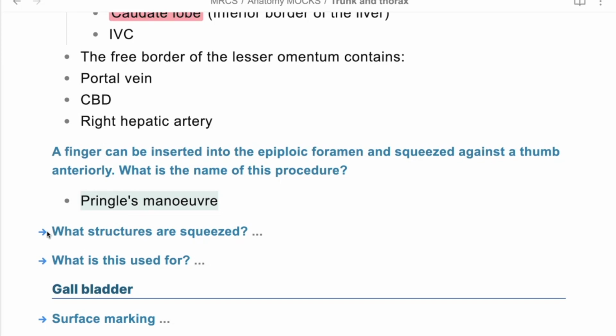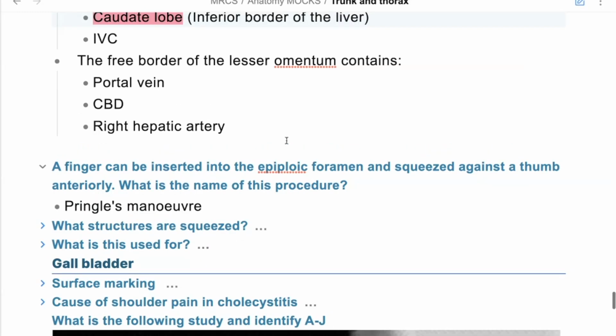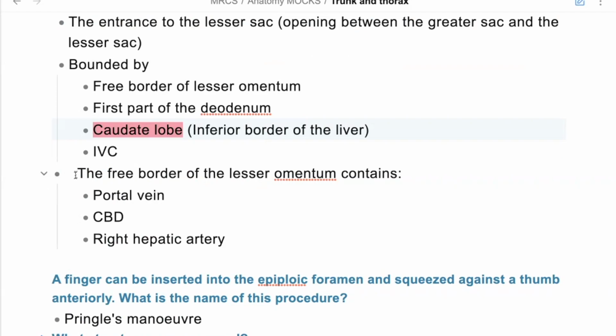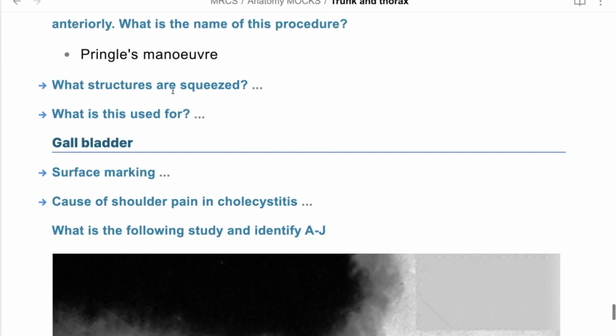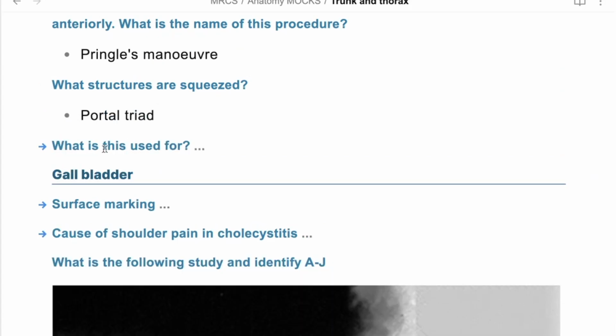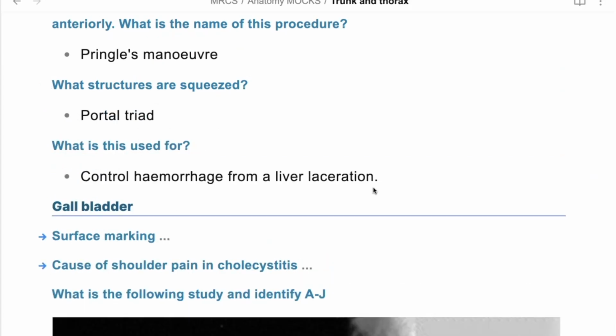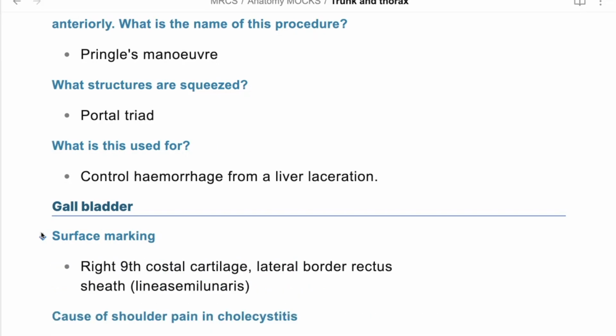So what are the structures that are squeezed? We mentioned the three structures, the portal triad: the hepatic artery, the common bile duct, and the portal vein. Exactly, these are the structures that will be squeezed. And what it's used for is to control hemorrhage in liver laceration. All right, thank you, Nazir, for your time.